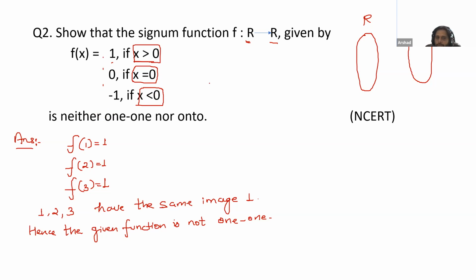So we will take an example, Abdur. What is meant by x greater than 0, value is 1? That means if you put any value greater than 0, the function will give you 1 only. For example, if we put 1, the function will give us 1. If we put 2, the function will give us 1. If we put 3, the function will give us 1. So 1, 2, 3 have the same image 1. Hence the given function is not 1-1. Is this clear, Abdur? Yes, sir. Very good.